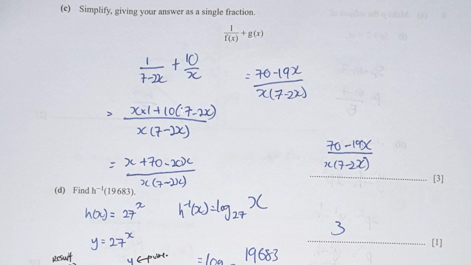As for section C, I just substitute the value of the function into the respective space and make their denominators the same, and you have a numerator of 70 minus 19x, divided by x bracket 7 minus 2x. You're not required to expand the denominator part, because if you expand it, it's not in the simplest form anymore.